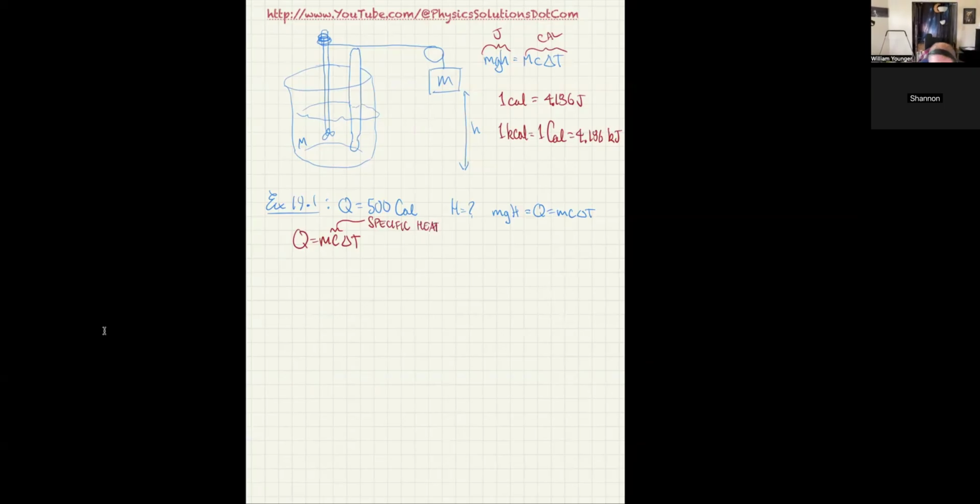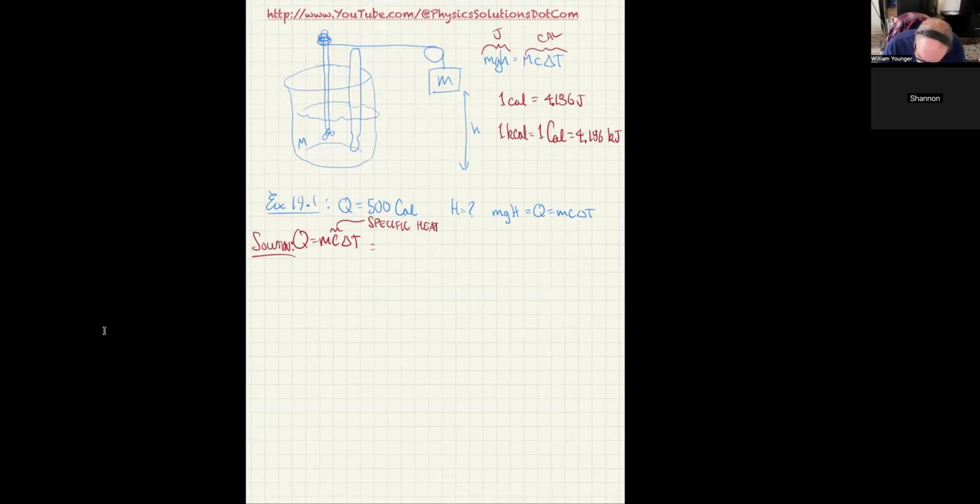And as you can tell, it must have units of joules or calories per kilogram or gram per Celsius degree, or maybe even Fahrenheit degree. Okay. So if I set these two equal to each other, Q is equal to MC delta T, and we also have MGH. So I'm going to go ahead and calculate Q.